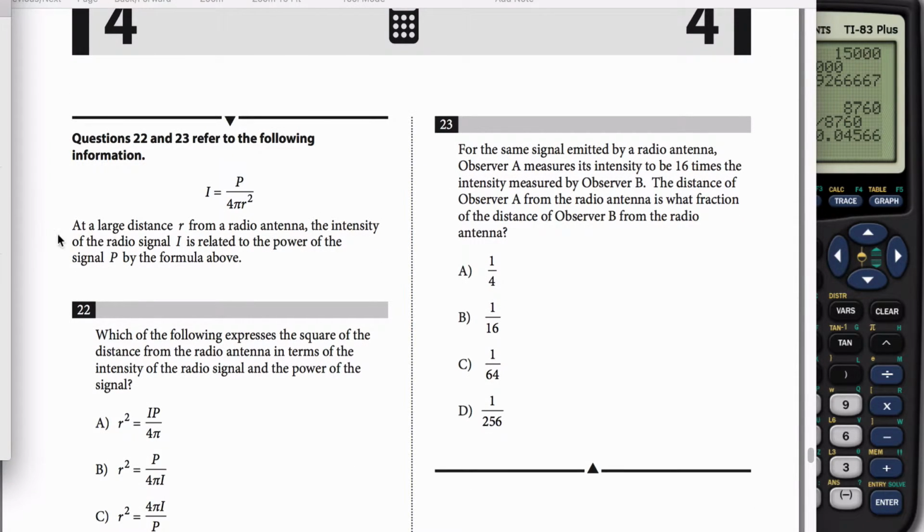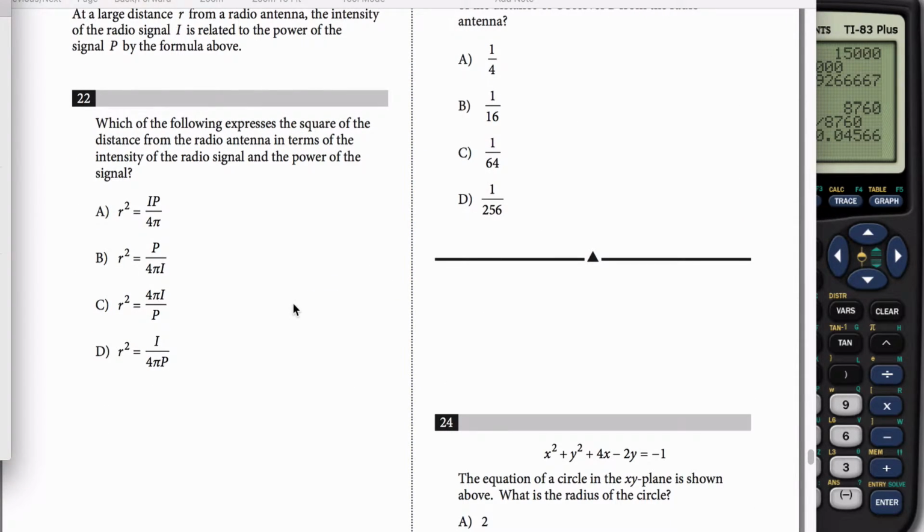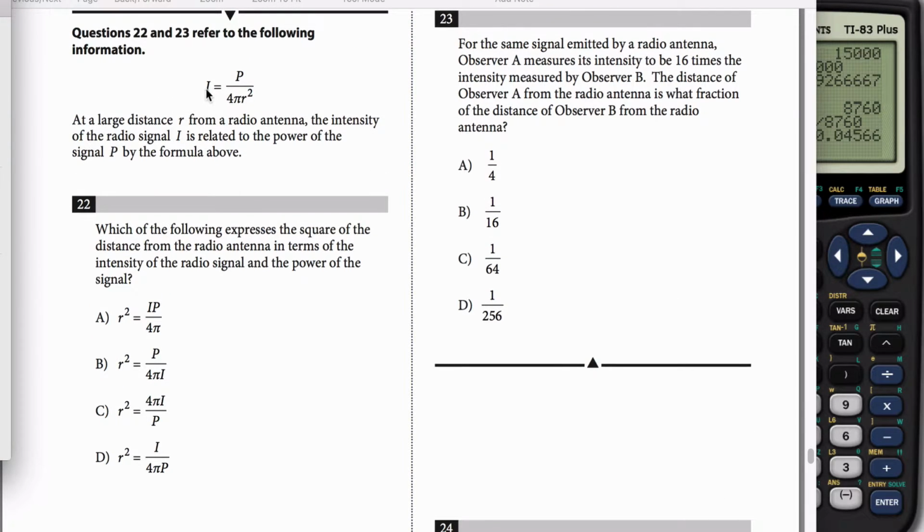What about 22? Which of the following expresses the square? Actually, you don't even have to read this, right? It tells you that I equals P over 4 pi r squared. And then down here you see a whole bunch of r squared equals things. I guess I'm going to try to solve this thing for r squared. So I want to get this r squared thing here all by itself up on the top of the fraction. It's down on the bottom here now. So maybe I'll multiply it up to the top.